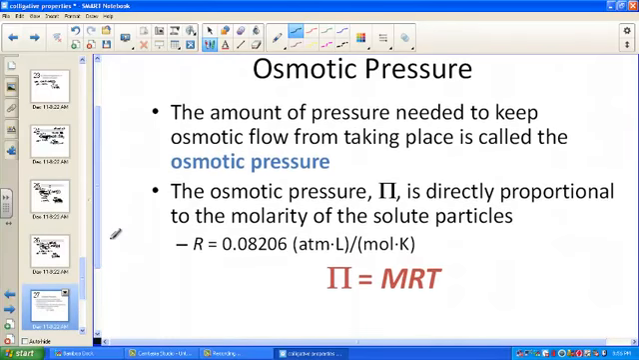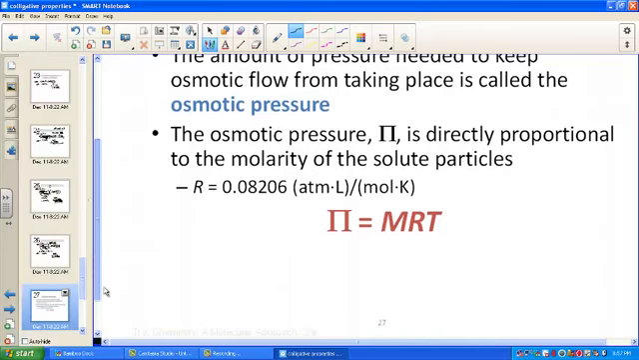Here's a repeat slide. The osmotic pressure. This would have been a good time to introduce that after the van 't Hoff factor, but at least now we know the fourth and final colligative property, osmotic pressure. The amount of pressure needed to keep the osmotic flow from taking place is called the osmotic pressure across a semi-permeable membrane. The good news here, I really do think that this is a nice review of a PUV-NERT problem.